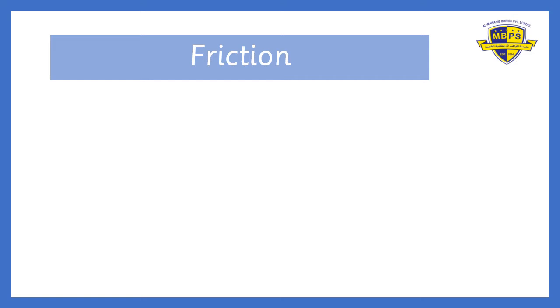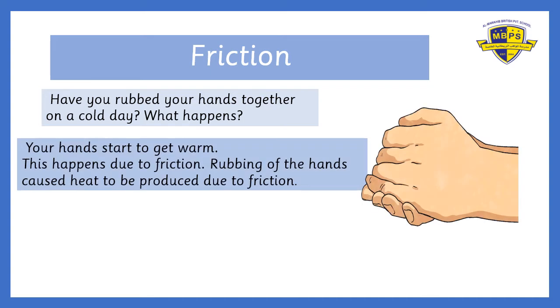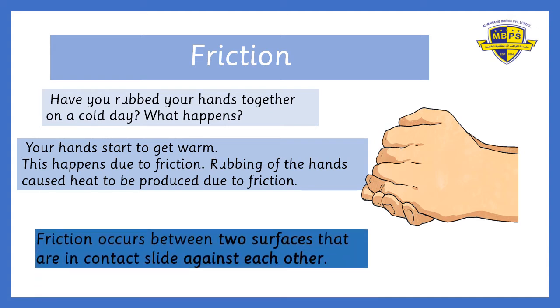What is friction? Let me just start with a small example from our daily life. When you're feeling cold on a very cold day, what do you do with your hands? You start rubbing them. And when you rub your hands, you feel your hands start getting warm. This happens due to friction. Rubbing of hands causes heat to be produced due to friction. So we can define friction as: friction occurs between two surfaces that are in contact and they slide over each other. It's a force that is occurring between two surfaces. Okay?